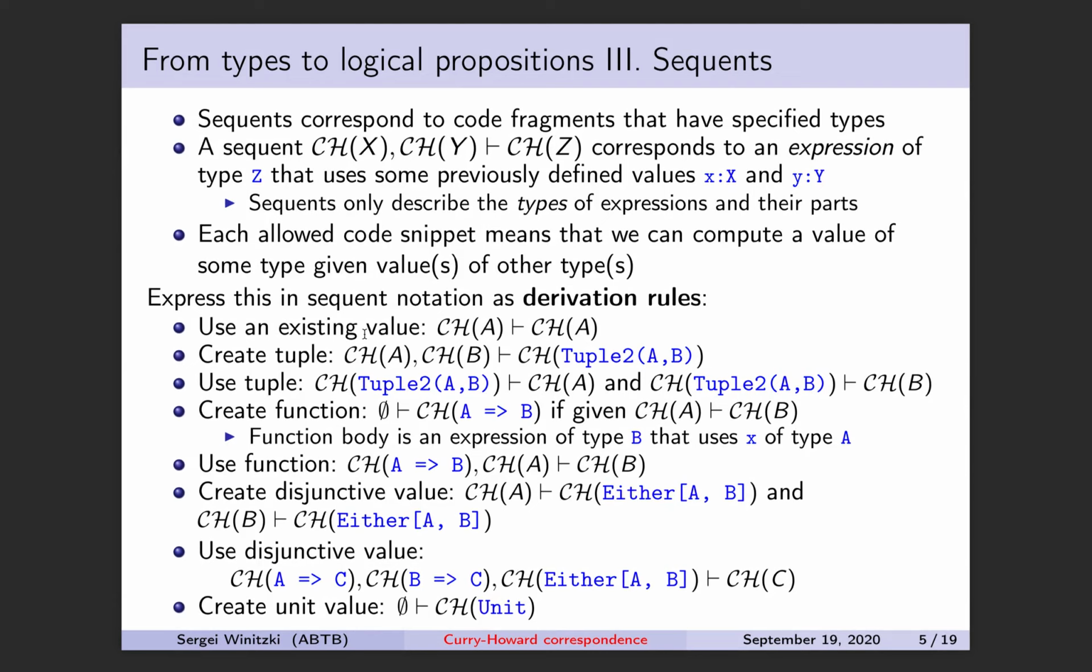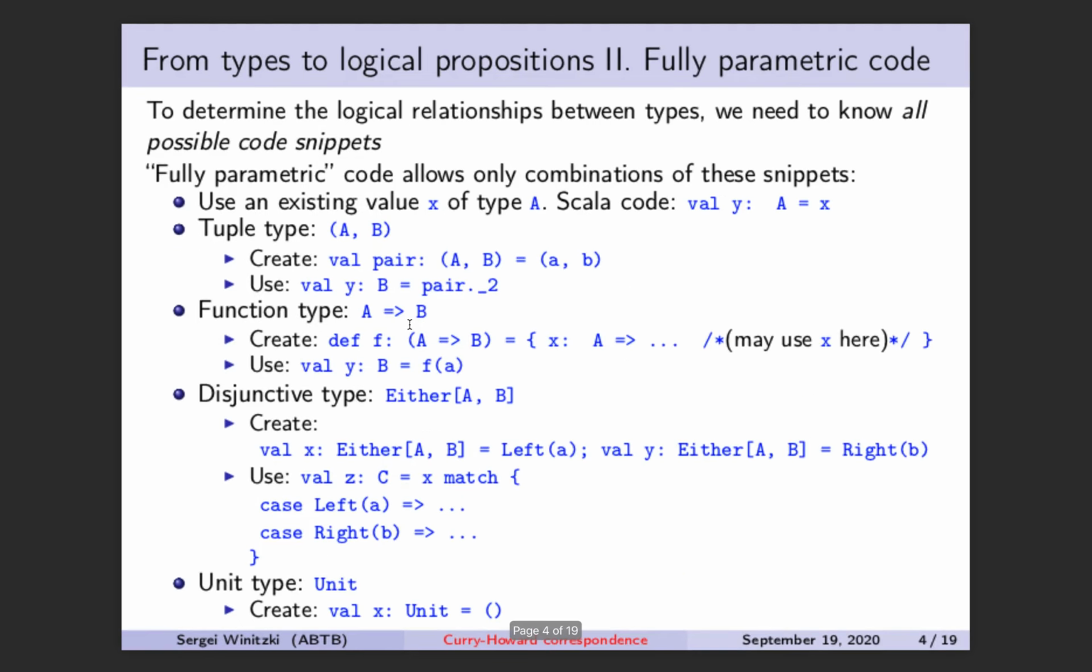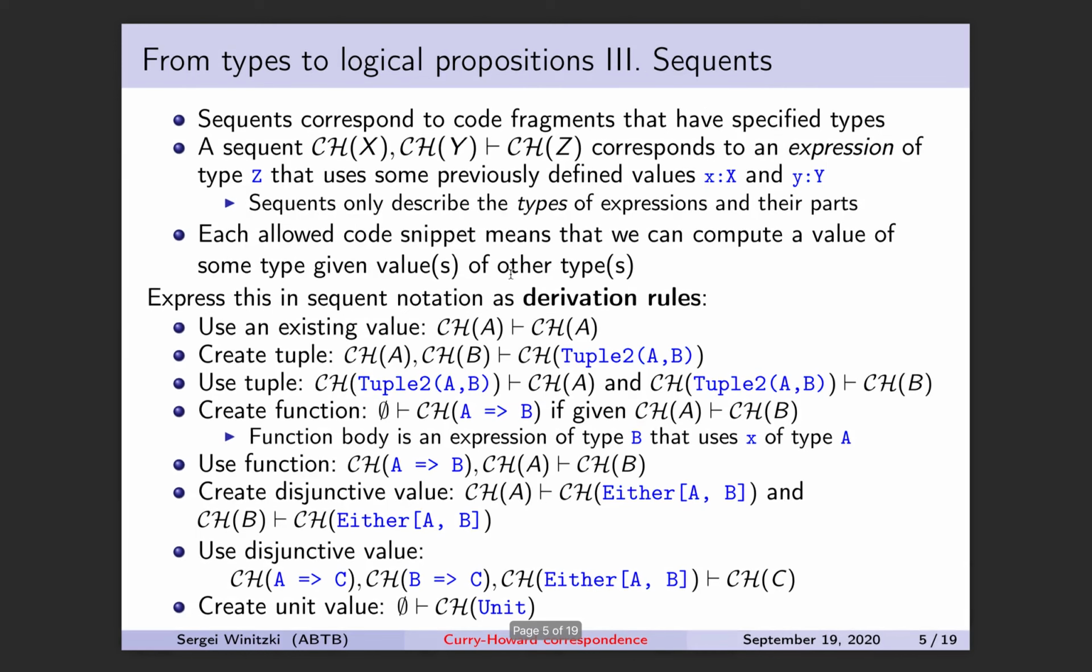Let's write each of these sequents as some notation with this turnstile. So when we say use an existing value, then we had a previous value of type A, and we get a new value of type A. So that means if we have a value of type A, we can have a value of type A. Well, it's kind of a trivial statement, but nevertheless, we need to write it down as one of the derivation rules. So this is an axiom, actually.